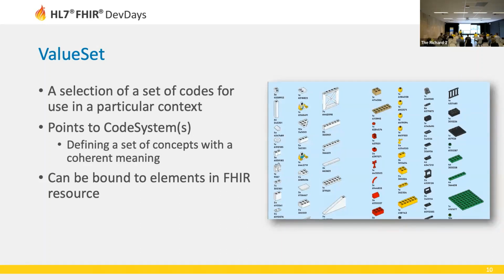And what you can do then is, in your FHIR model, in your structure, you can actually specify that this particular field needs to take a code from that particular value set that you've created. So you can bind that value set to a field, an element inside of your FHIR resource.